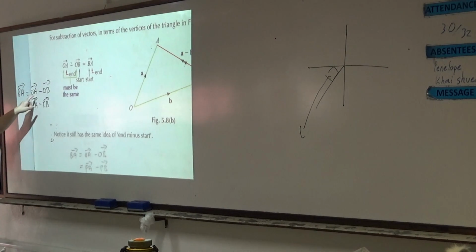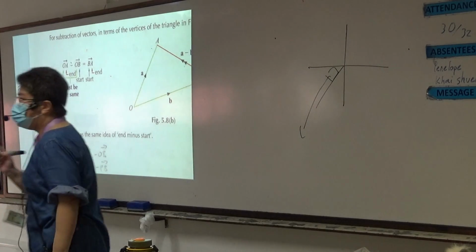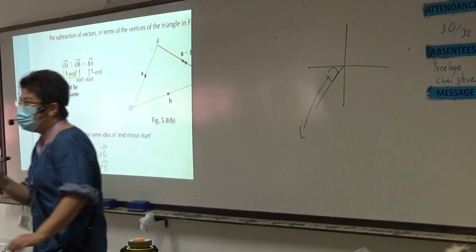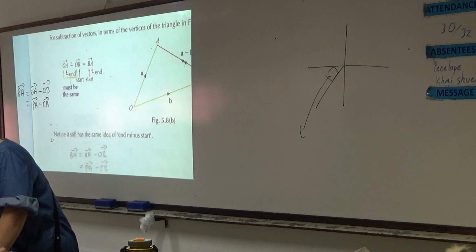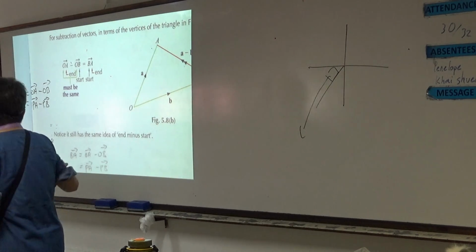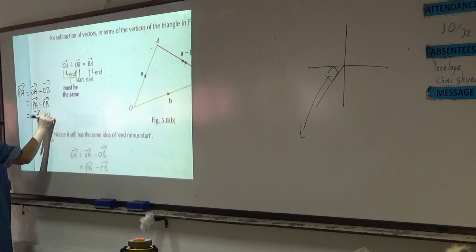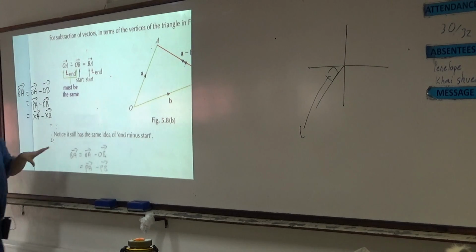Understand? Now, why do they use O? Because later we are going to learn position vector with respect to the origin. Then the column vector will represent the coordinates of that particular point. Everybody clear? Okay, so is it okay if I write XA minus XB? It's also okay, depending on the question. Am I right to say that? So this is something that you must know. Everybody okay?